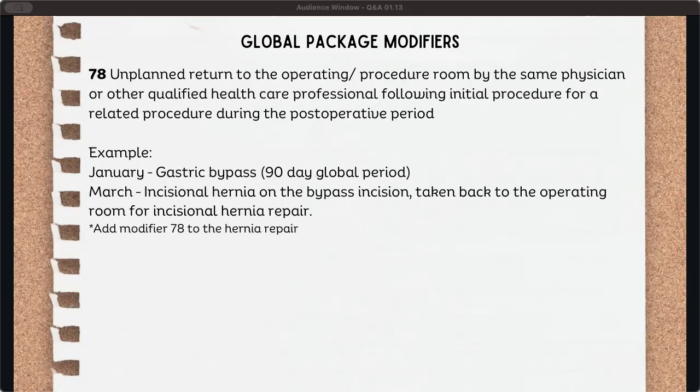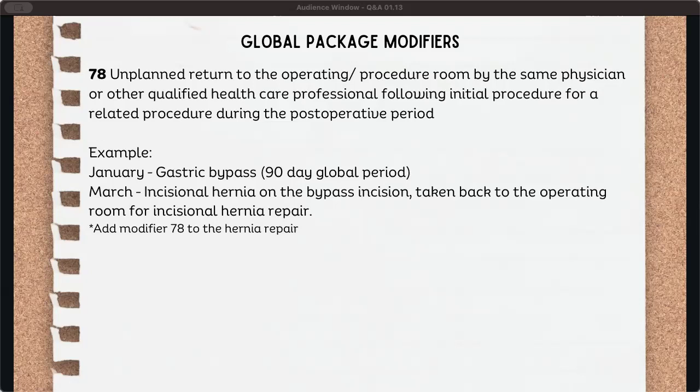Next, we have a modifier. I'm so sorry, a modifier 78. And that is going to be used when there's an unplanned return to the operating room. So if we have a patient that has a gastric bypass that was done in January, which has a 90-day global period, and then in March, the patient is diagnosed with an incisional hernia at the location of the bypass incision. So the patient is then taken to the operating room in March for a repair of that incisional hernia.